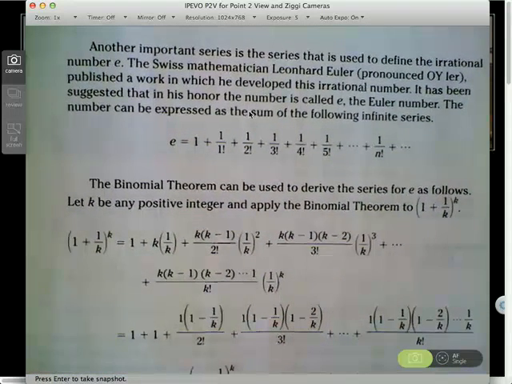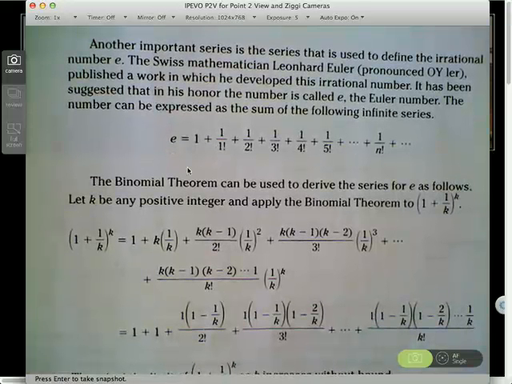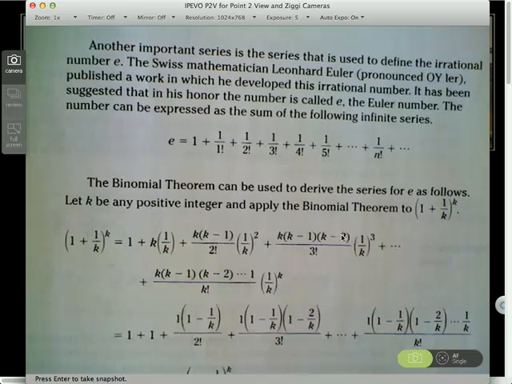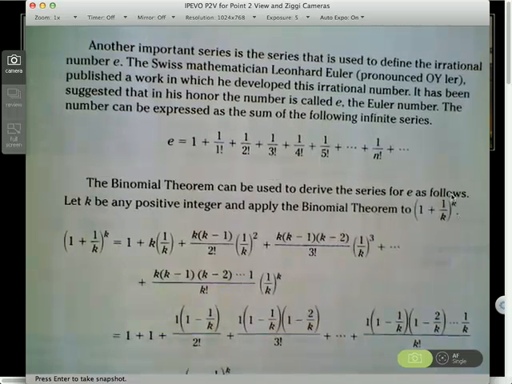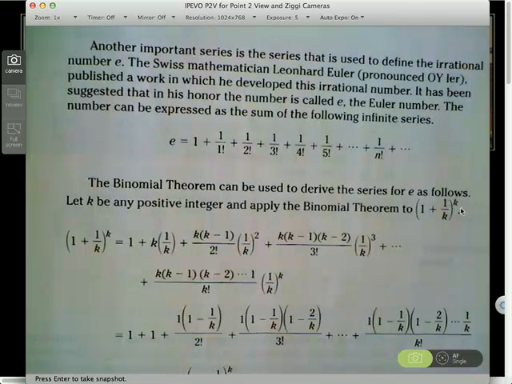Leonhard Euler, a Swiss mathematician. So e is known as this. And the binomial theorem can be used to derive a series for e, using this little thing, 1 plus 1 over k, to the kth power.